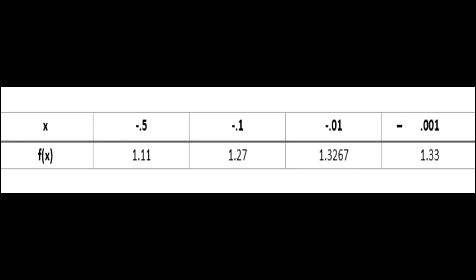The approaching value of the f of x values that we got is 1.33 or 4 thirds in fraction. We can say that the limit of e raised to 4x minus 1 over e raised to 3x minus 1 as x approaches 0 is 4 thirds.